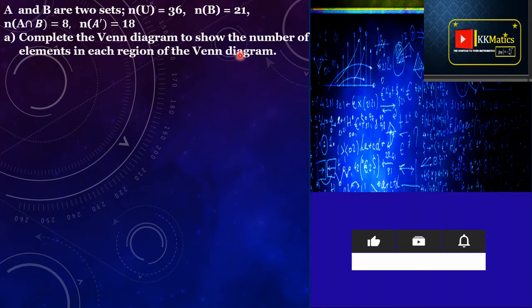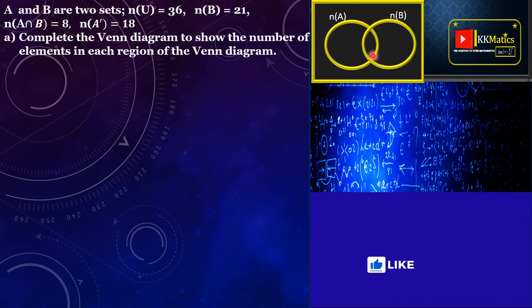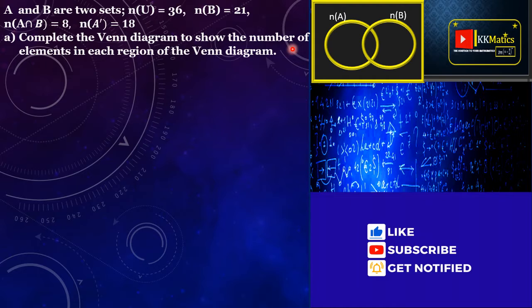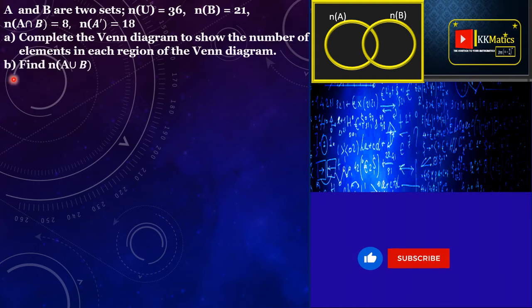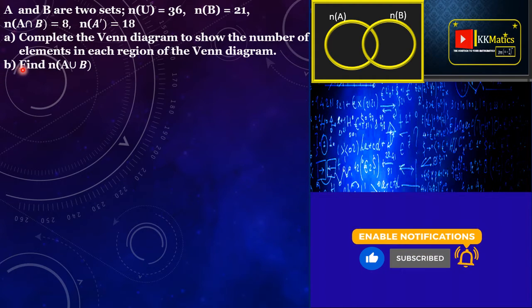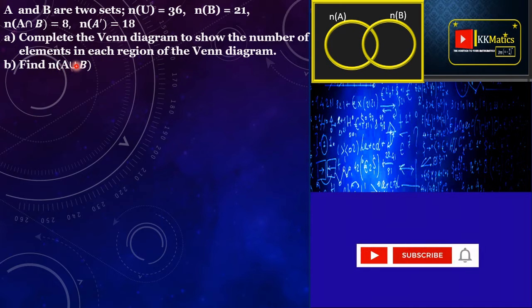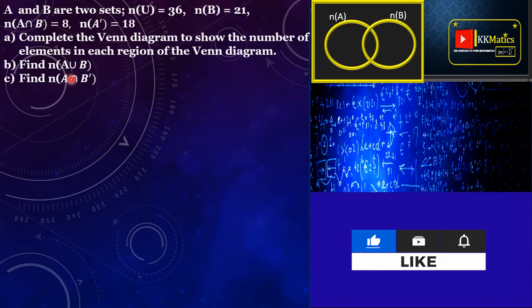Okay, so we've been given this Venn diagram. This is a past question, and we've also been told that in (b) we are to find the number of elements in A union B. And the next thing is for us to find the number of elements in A intersection B complement here.